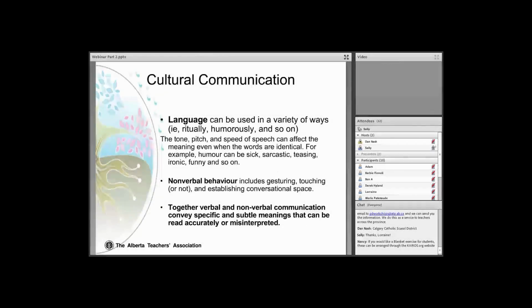The next thing I wanted to talk about was the cultural communication. Language can be used in a variety of ways. How we speak, including tone, pitch, and speed, can affect the meaning even when the words are the same. Also, nonverbal behavior in terms of cultural communication is important. They do convey specific and subtle meanings that can be read accurately or misinterpreted. One comment here is, be aware that when you listen to others, you interpret what he or she is saying and doing according to your own culture.